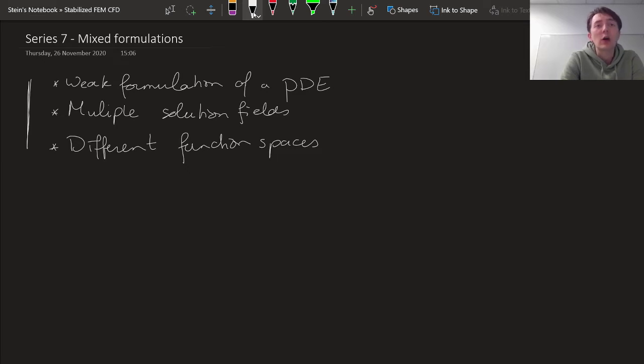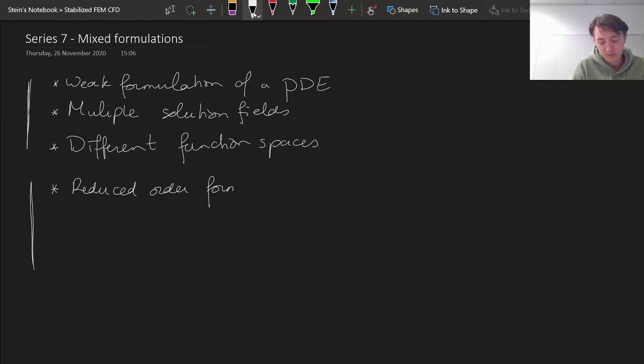And also there, I think there's a couple of different ways that we can describe these problems. Well, first we can obtain these problems, these mixed formulations, from a reduced order form of a partial differential equation. So what do I mean by that? Well, let's take as an example our classical Poisson equation. So minus this delta operator of phi is equal, let's just make it 0. So that's a second order operator.